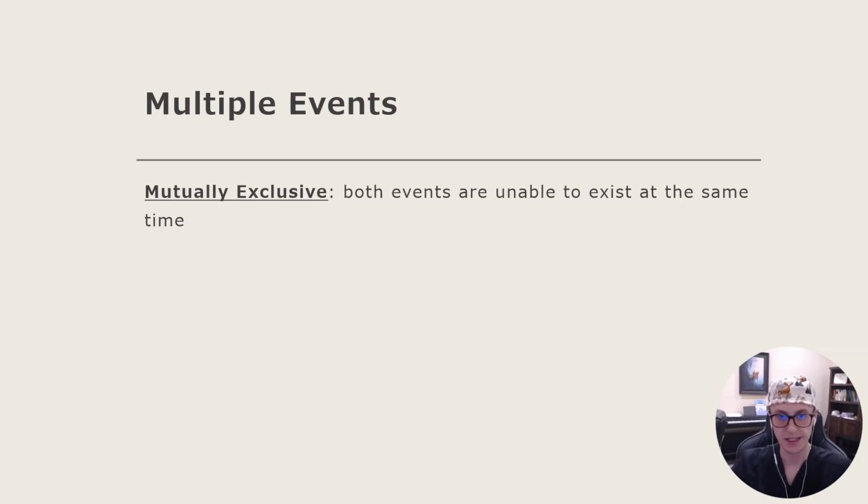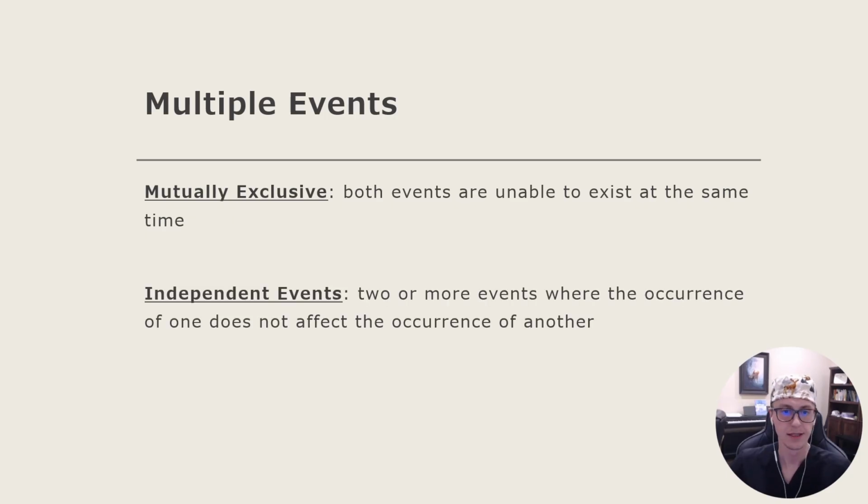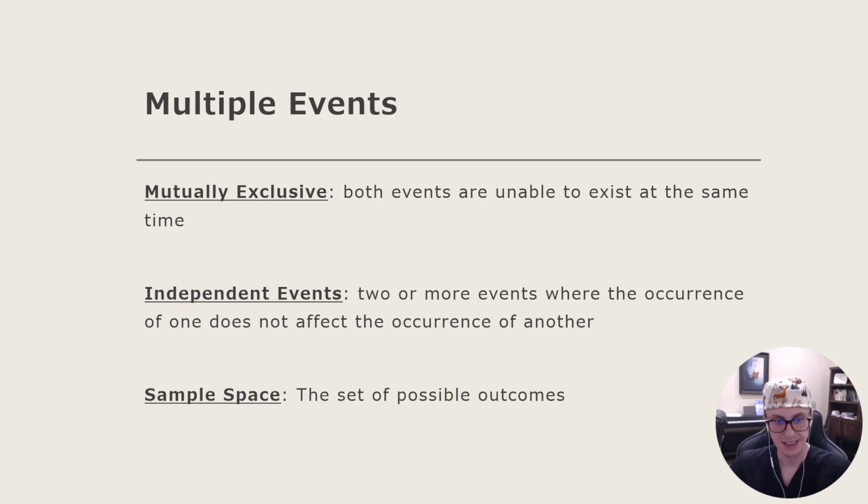Mutually exclusive means both events are unable to exist at the same time. For example, you pull one single marble out of the bag with yellow and blue marbles. You can either pull out a yellow marble or a blue marble, but you can't pull out both. Those outcomes are mutually exclusive. Independent events are when two or more events have no influence on each other. For example, flipping a coin over and over again does not affect what's going to be flipped next. So each flip is independent of the previous flips. And then the last definition here, sample space, is the set of possible outcomes.